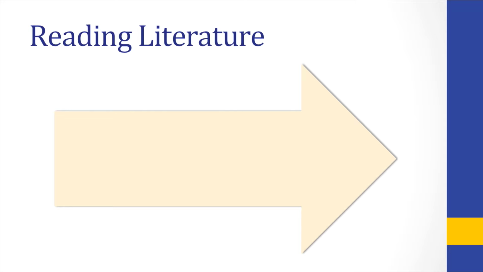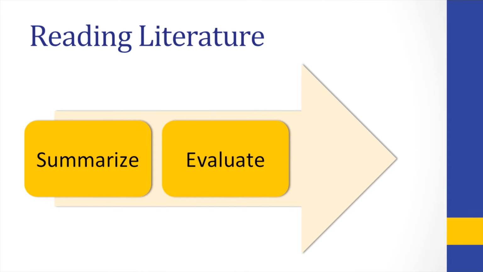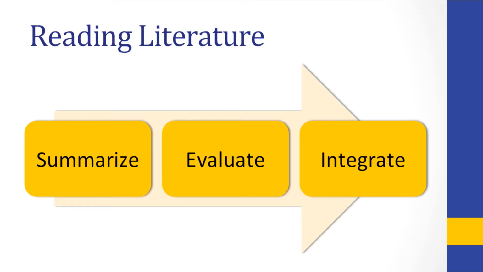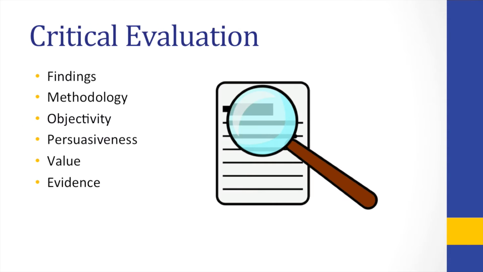Now, what you have to do is to read the literature. When you read each piece of literature, take notes of summary and evaluation. In addition to evaluation, you should think about the connection of the study with other literature. This will help you create concepts or themes in your literature review. When you evaluate readings, you can use major critical points: findings, methodology, objectivity, persuasiveness, value, and evidence. There are varying concepts of critical evaluation. This critical evaluation of literature will be discussed in another OSU Flip DSA video.